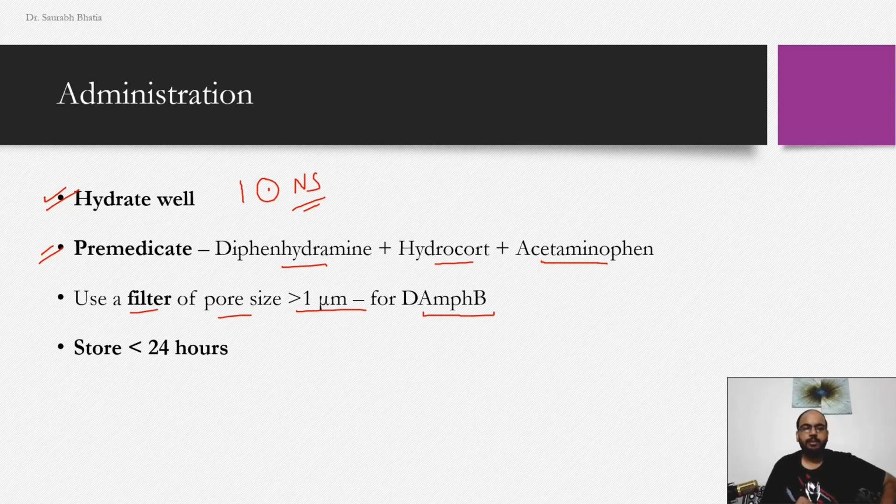Once a dilution has been made, you have to use it within 24 hours. You cannot keep it stored. Okay, you have to use it within 24 hours. So you have hydrated the patient, you have pre-medicated the patient, and now you are ready to give amphotericin B.